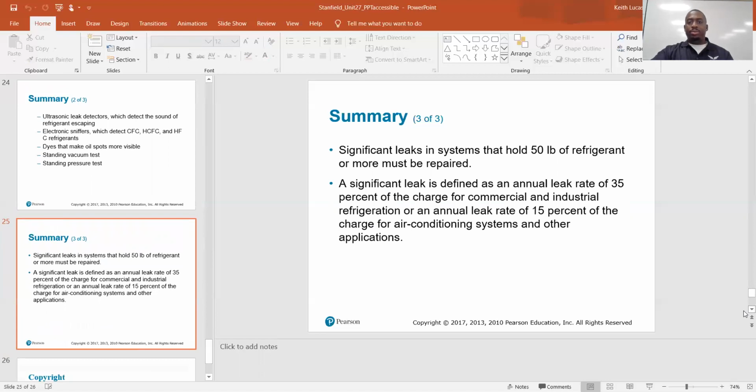Significant leaks in systems that hold 50 pounds of refrigerant or more must be repaired. A significant leak is defined as an annual leak rate of 35% of the charge for commercial and industrial refrigeration, or an annual leak rate of 15% of the charge for air conditioning systems and other applications.